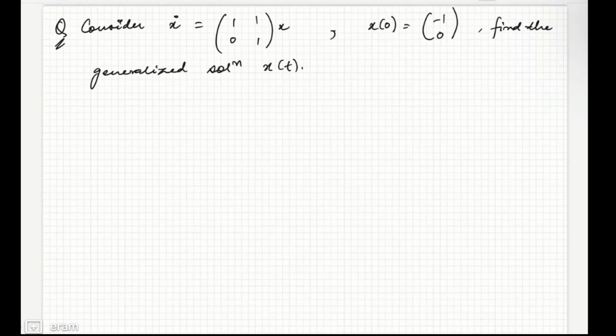Okay, so what are the steps for solving for the generalized solution? What do we have to do in step 1?